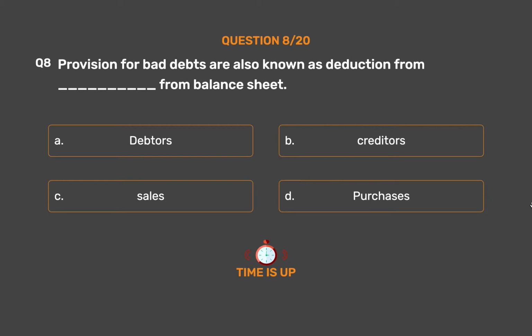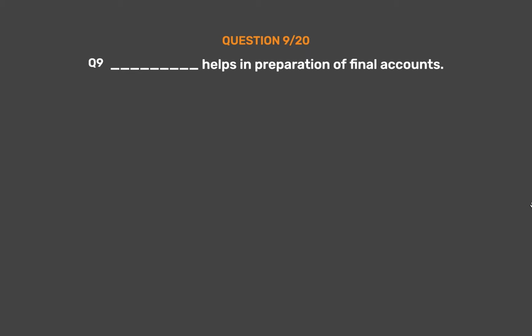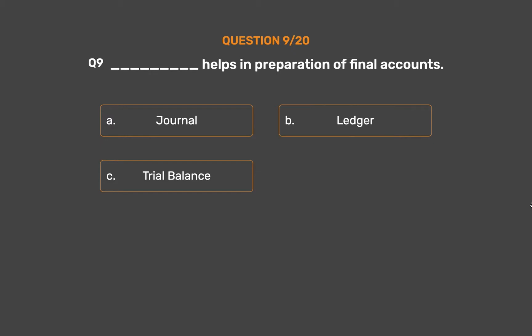The correct answer is option A, Debtors. Question number 9. Underscore helps in preparation of final accounts. Option A, Journal. Option B, Ledger. Option C, Trial balance. Option D, None.